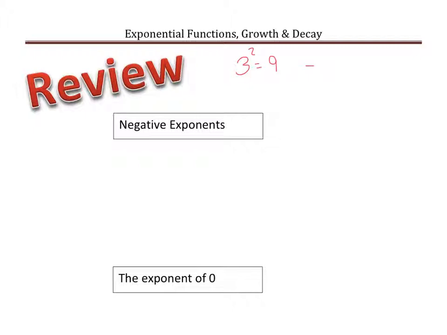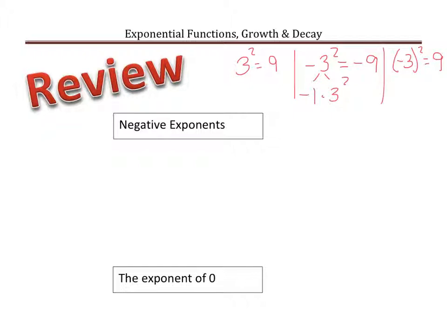If we have negative 3 squared here, it's important to know when talking about exponential functions that the negative 3, remember, is not the base. Only the 3 is seen as the base. The result of this simplification would be negative 9, because this really is negative 1 times 3 squared. If we wanted that negative sign to be seen by the exponent, it would have to be inside parentheses, and that would equal positive 9. So that's important to know.